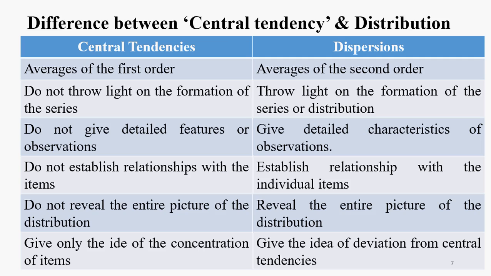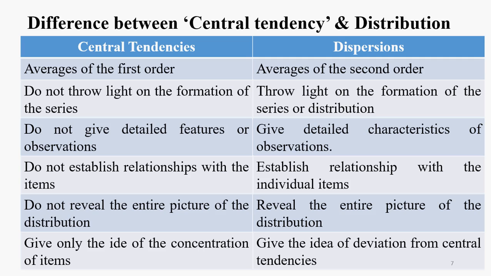But dispersion gives detailed characteristics of observation. So that is why we are using dispersion technique. Now, central tendencies do not establish relationships with the items, whereas dispersion establishes relationship with individual items also. So that is a difference here. And also the fifth point, they do not reveal the entire picture. Here dispersion reveals the entire story. So it has a better advantage than the central tendency.